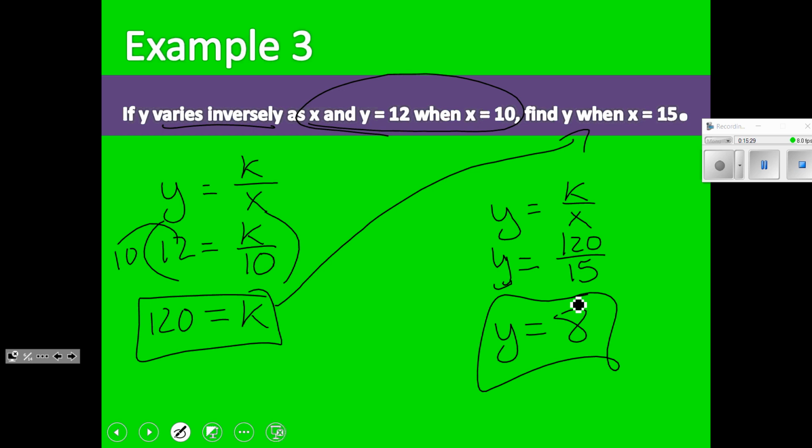I will say this while you're doing this. Remember how I said direct? If one goes up, the other goes up, and if one goes down, the other goes down? If two things vary inversely, how do they relate? If one's going up, the other goes down.